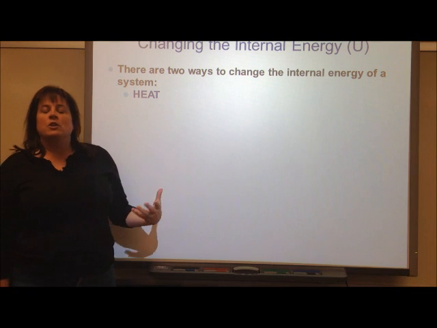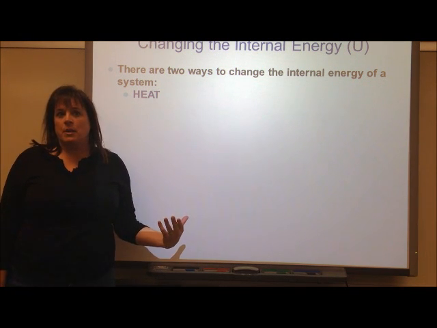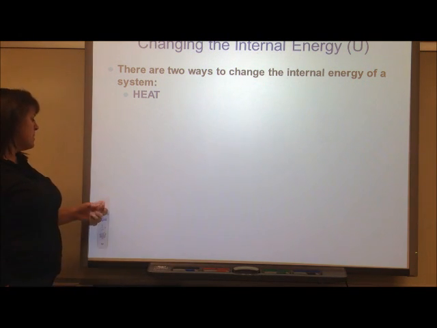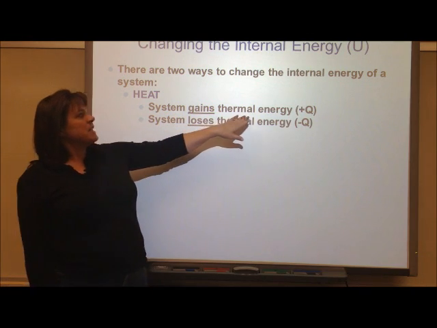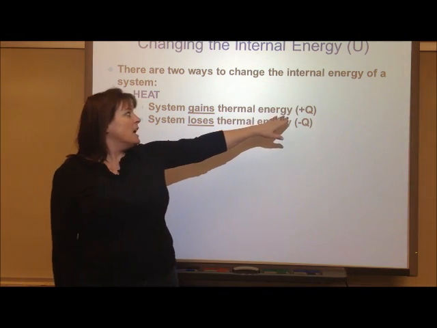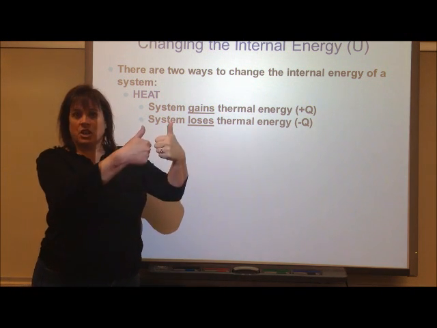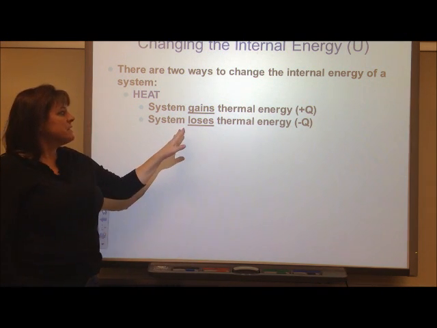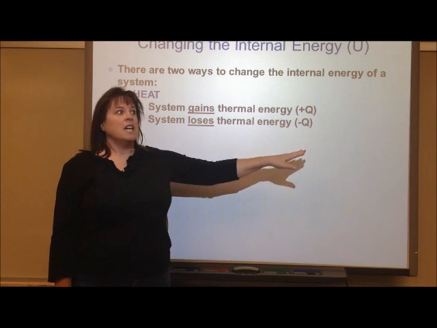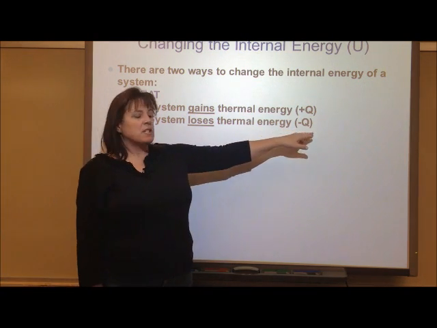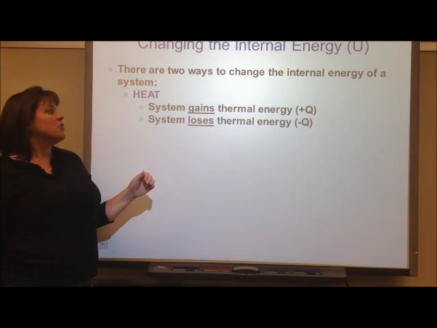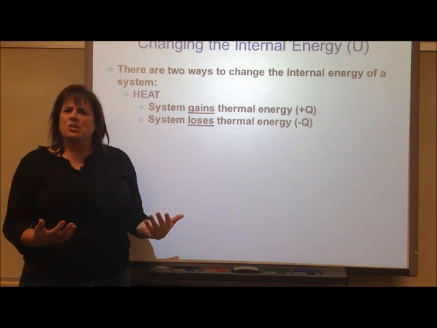We said that we could transfer heat into a system, or heat could flow out of a system. If a system gains thermal energy, then that is positive Q. Positive Q means the internal energy is going to go up. If a system loses thermal energy, then Q is negative, and the amount of energy in the system is going to go down. That should make sense, right?